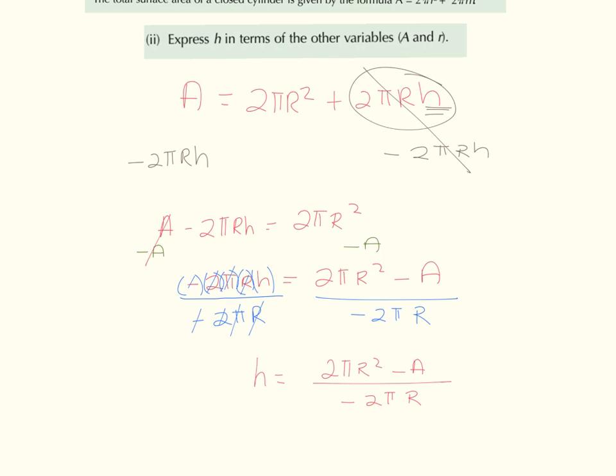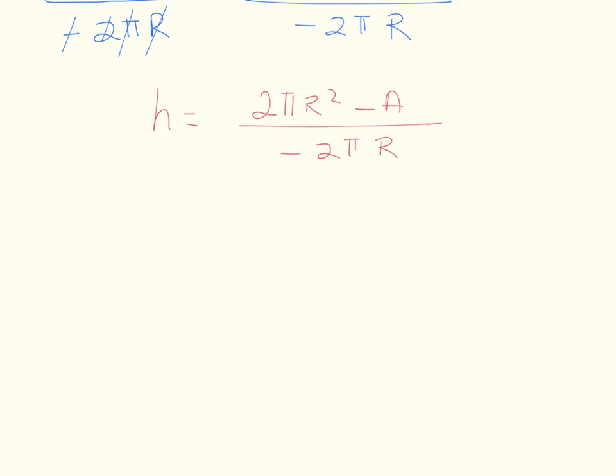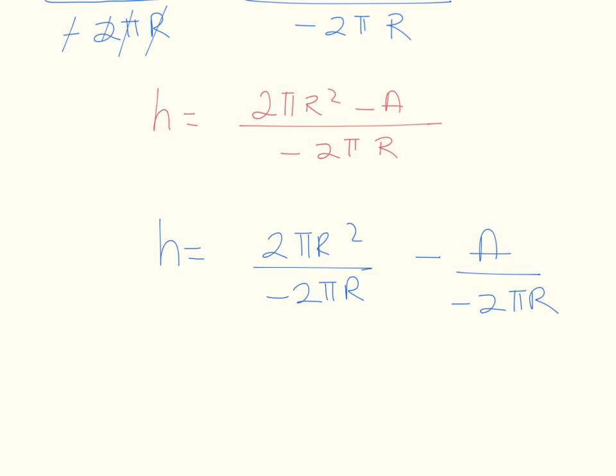You've written H in terms of the other variables, which are A and R. So you can see here we have just the A's and R's here, and we have our pi. Obviously, that didn't go anywhere. If I wanted to clean it up a tiny bit, I can. When you see this part here, that really means H is equal to 2 pi R squared all over minus 2 pi R minus A all over minus 2 pi r. So that's the same thing.